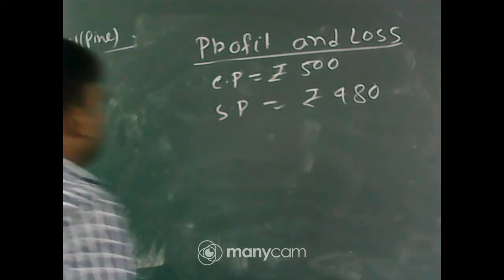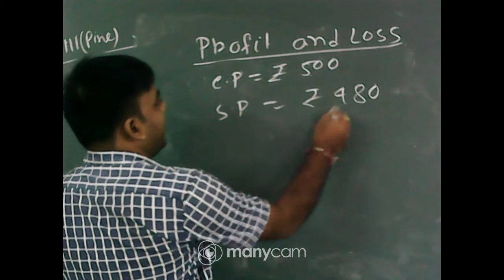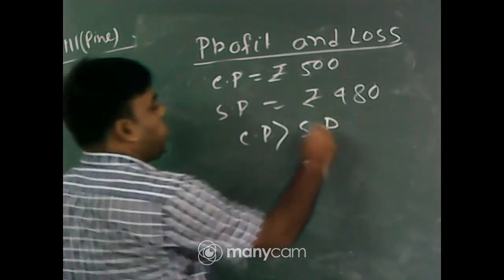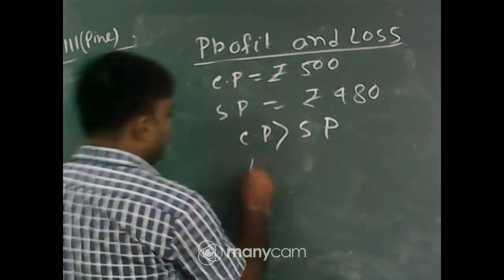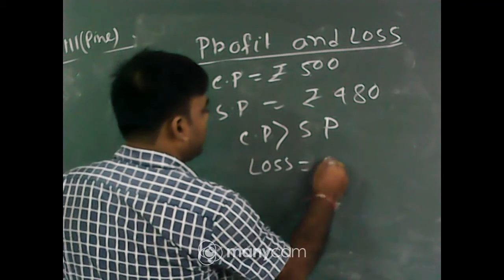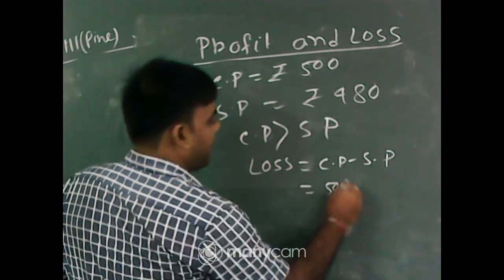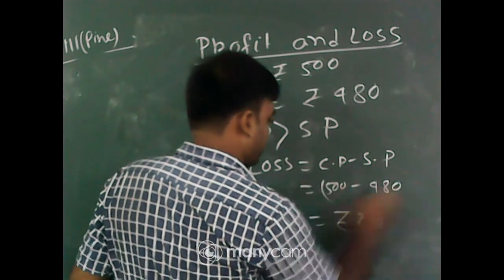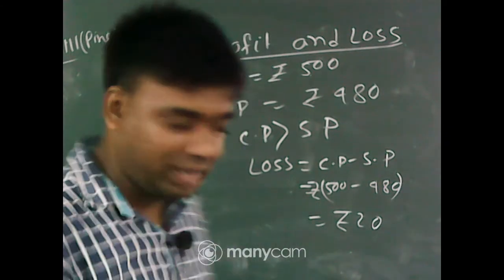Look at the board here. CP 500 and SP 480. So CP is greater than SP. CP greater than SP means loss. So loss equals CP minus SP. CP 500 minus 480 is rupees 20. Rupees 20 is the loss.